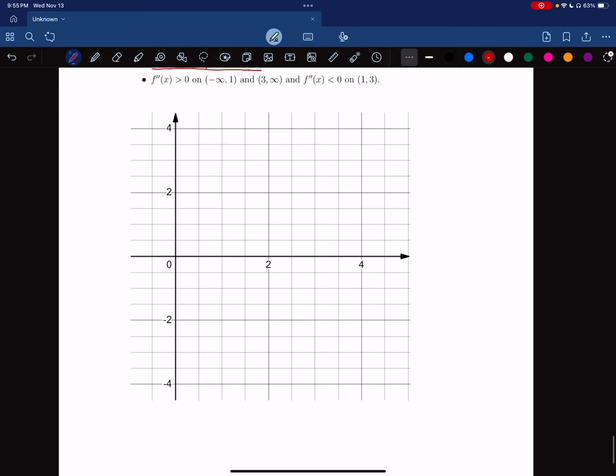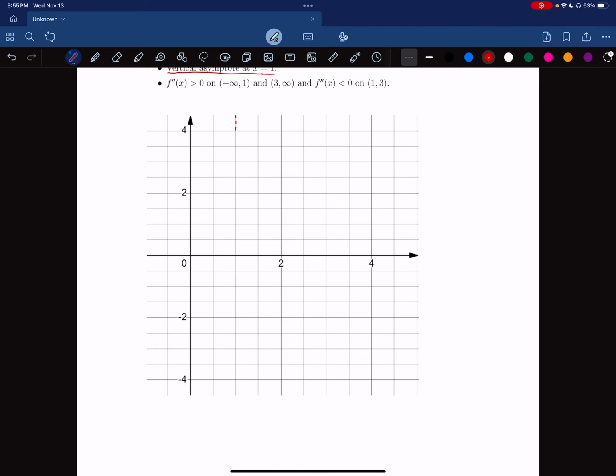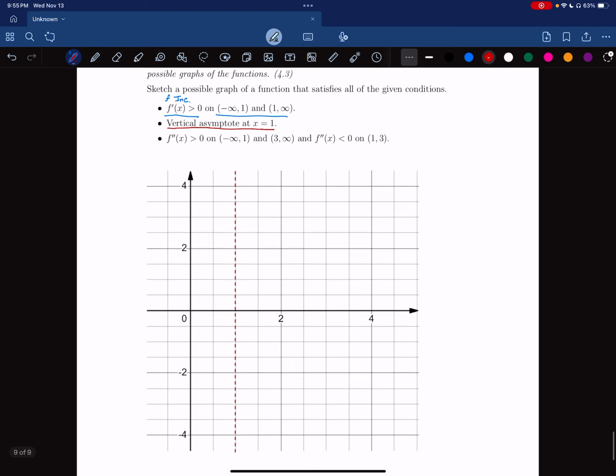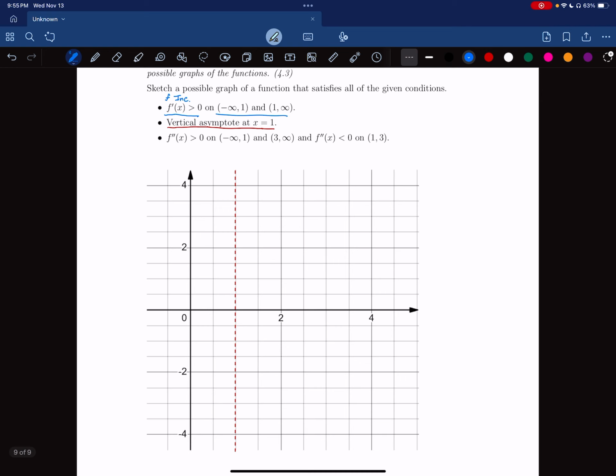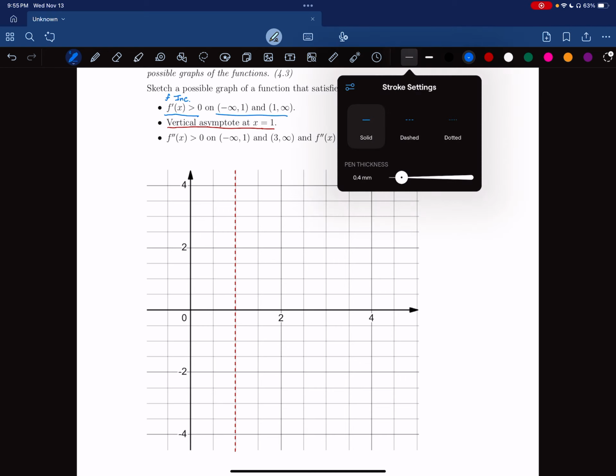And what I'm going to do is draw a vertical dashed line, which acknowledges that asymptote. This isn't actually part of the drawing of the function because the function can't exist at x equals 1, but it's just there to help us realize that.